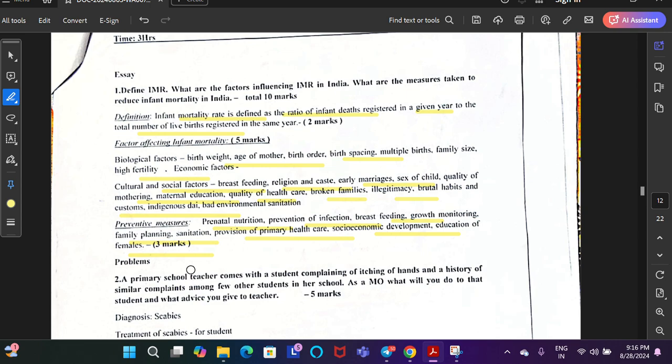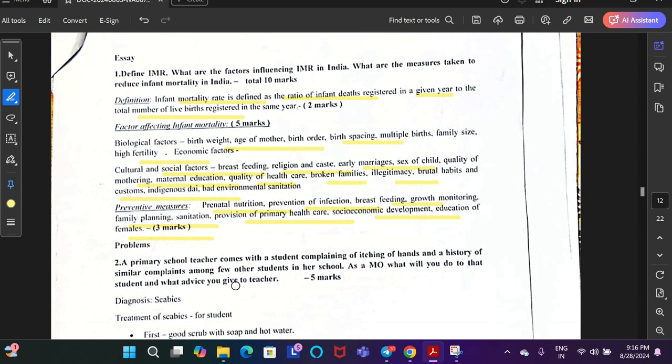Next question is a 5-marker problem. A primary school teacher comes with a student complaining of itching of hands and a history of similar complaints among a few other students in her school. As a medical officer, what will you do for that student and what advice will you give to the teacher?